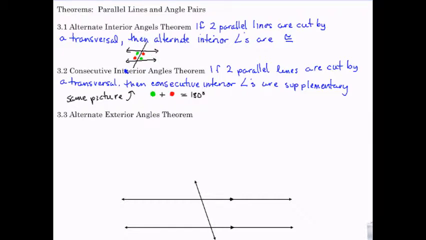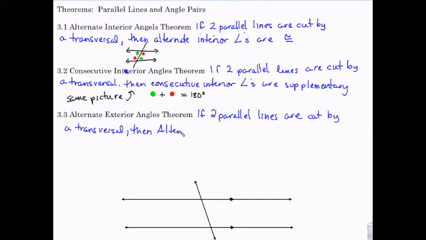Okay. And then you have the alternate exterior angles theorem, which, again, says if two parallel lines are cut by a transversal, so if I have these two parallel lines and this transversal, this angle is the same as this angle, and this angle is the same as that angle.